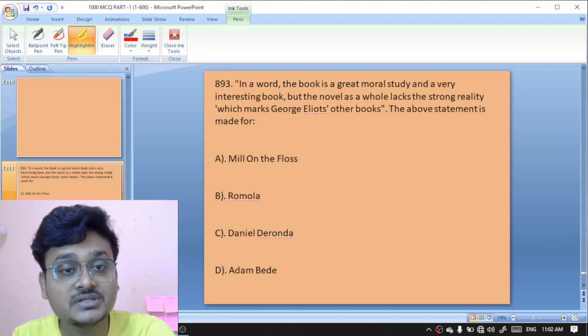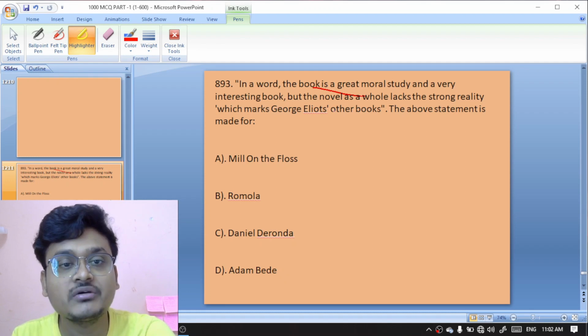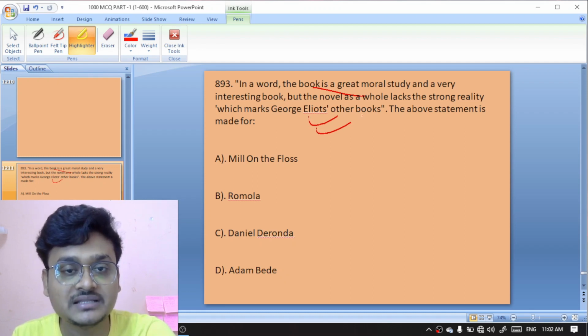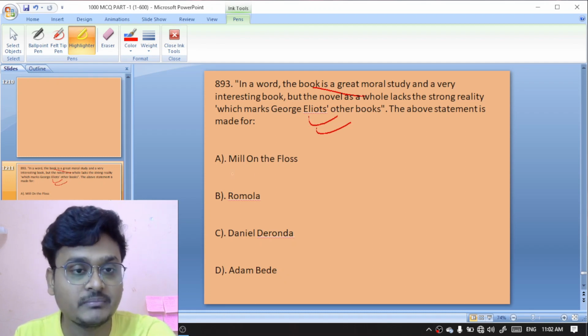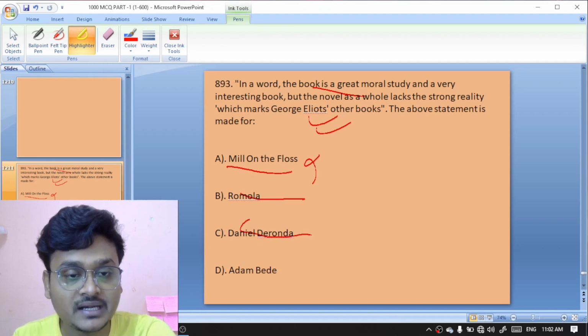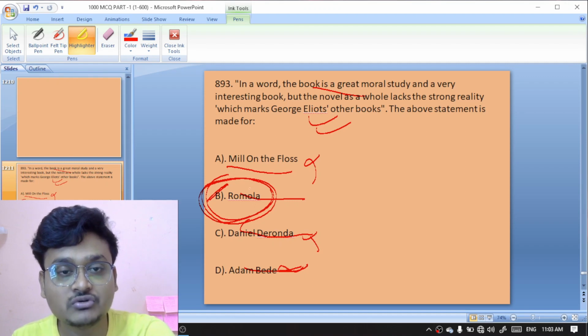In a word, the book is a great moral study and a very interesting book, but the novel as a whole lacks the strong reality which marks George Eliot's other works. Which work is mentioned here? Okay: Mill on the Floss, Romola, Daniel Deronda, Adam Bede. So it was Romola. George Eliot's Romola is mentioned here.